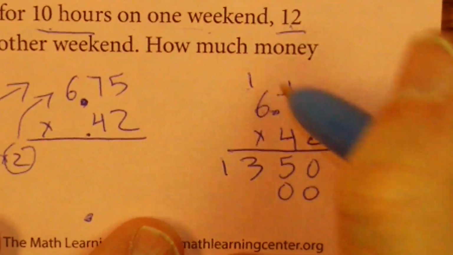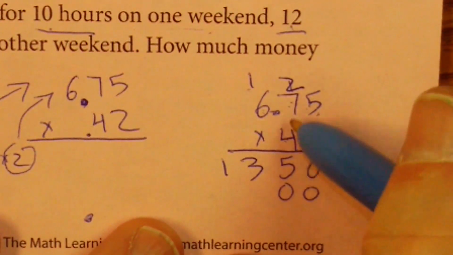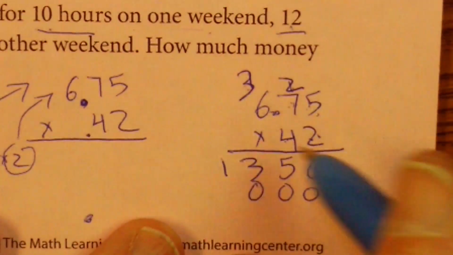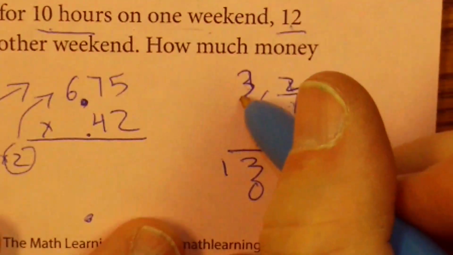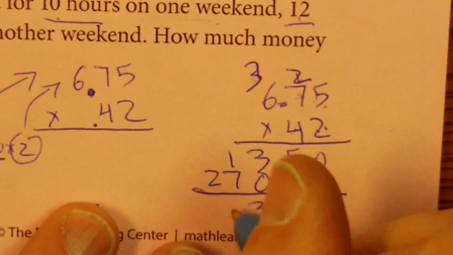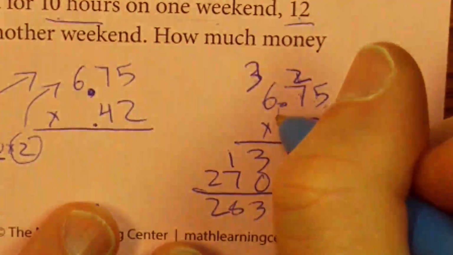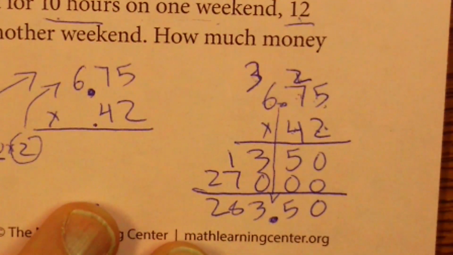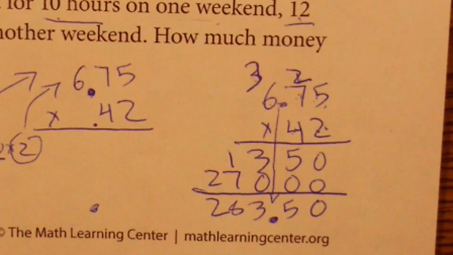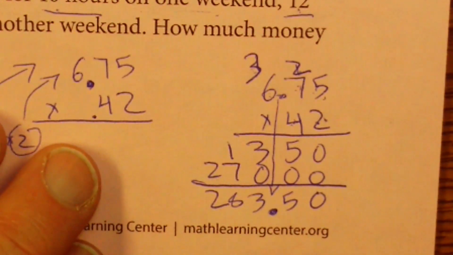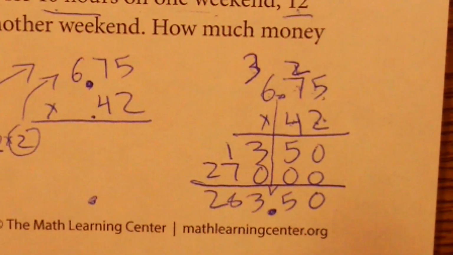So 4 times 5 is 20, carry the 2. 4 times 7 is 28, plus 2 is 30, carry the 3. 6 times 4 is 24, plus 3 is 27. If I add all of this down and make sure my decimal goes all the way with it, life should be good. So my answer would be $283.50. It's a good amount of money. It's a really good amount of money.